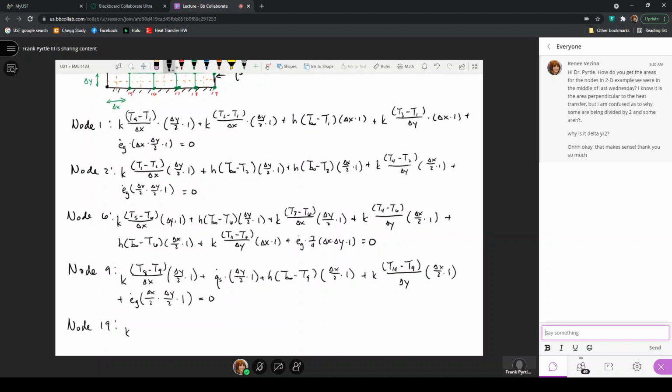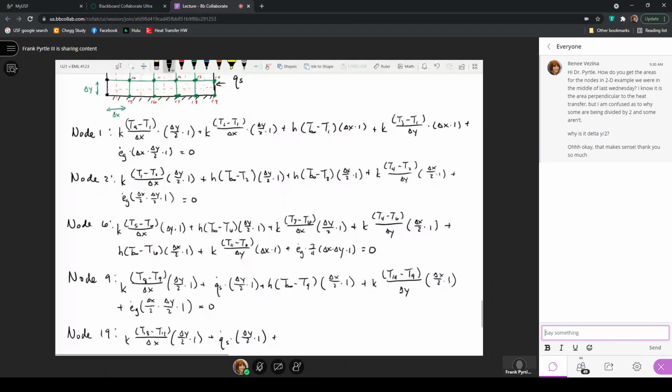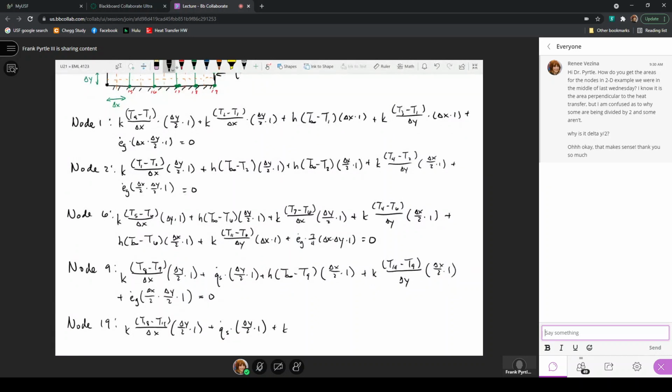So here, this becomes K times T18 minus T19 divided by delta X times delta Y over 2 times the unit 1 into the page, plus the heat transfer from the right, which is coming from the applied heat flux. This is q dot sub S times delta Y over 2 times a unit 1 into the page, plus the heat transfer from above, which is from node 14. So this is K times T14 minus T19 divided by delta Y times delta X over 2 times the unit 1 into the page.